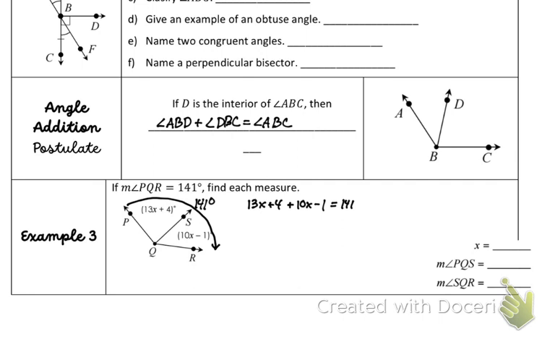Now we just have to solve for x. Solving for x means combining like terms on the left-hand side. So the left-hand side has a 13x and a 10x. I'm pretty sure 13x plus 10x would be 23x. We also have a plus 4 and a negative 1. Well, 4 minus 1 is 3. And then it equals 141. Now we're going to go ahead and subtract that 3 from both sides so that we can get rid of that 3 on the left-hand side. So we'll subtract 3, subtract 3. I'm going to now have 23x equals 138.